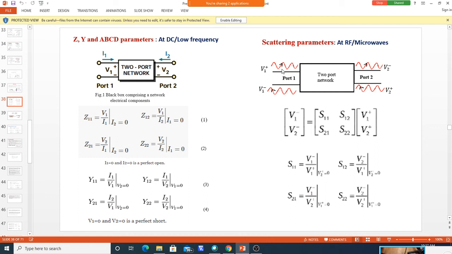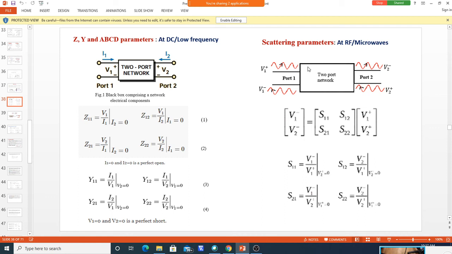So this length may accommodate many cycles like this. If you measure at different points over this length, the voltage is different. That's why we cannot treat this as simply a voltage. We have to consider the wave.